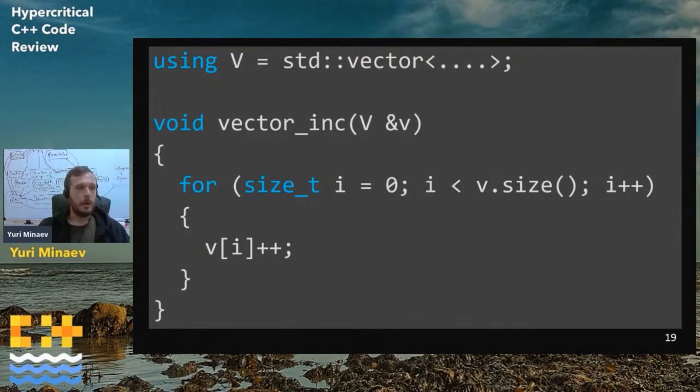Let's say you have a function which takes a vector by reference. And this vector, we don't care about the type stored there for now, but we will care about it later. And you go again in an index loop. Notice I put size_t here this time, so no ints for us. And you increment every element of the vector. You address it using the square bracket operator.